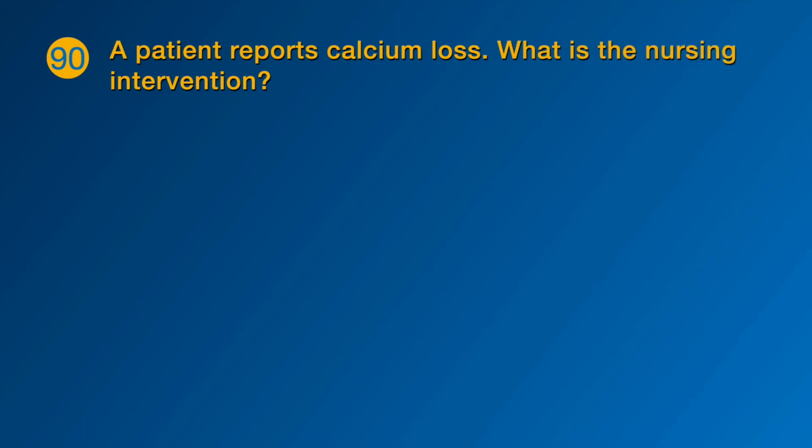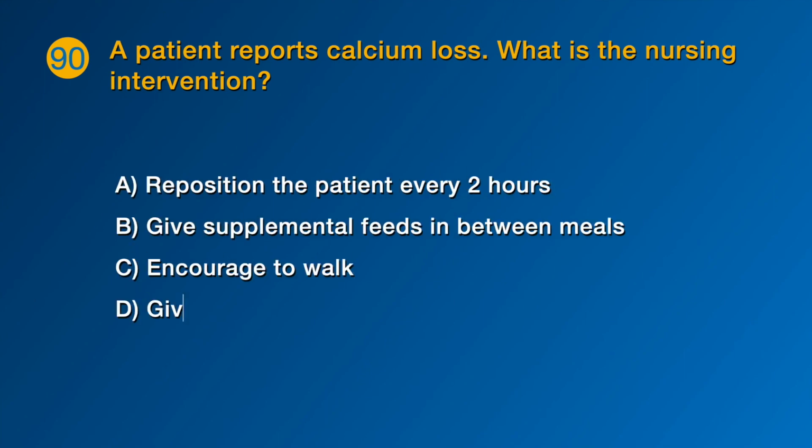Next question is, a patient reports calcium loss. What is the nursing intervention? Options are, reposition the patient every 2 hours, give supplemental fluids in between meals, encourage to walk, give dairy products. So answer is D, give dairy products, because dairy products are the best source of calcium in the diet. Milk is often recommended to improve bone health.